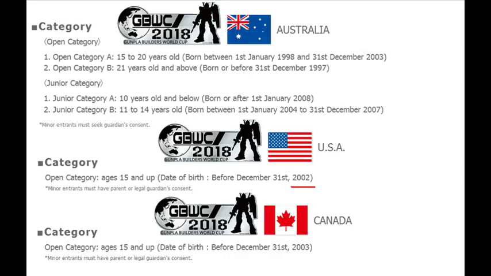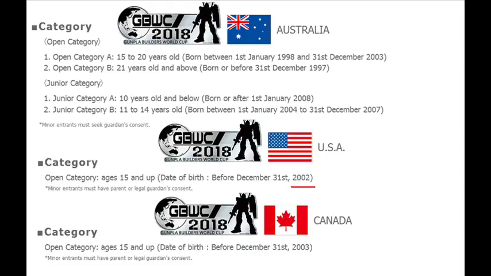First element, categories, not even across the board. The United States and Canada is quite easy, where if you're over 15 you're in the open category. The winner of the open category is the representative of that nation in the final competition in Japan.